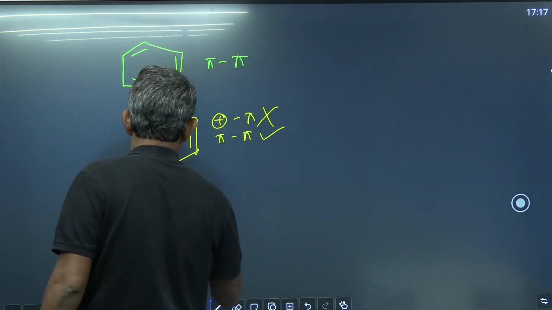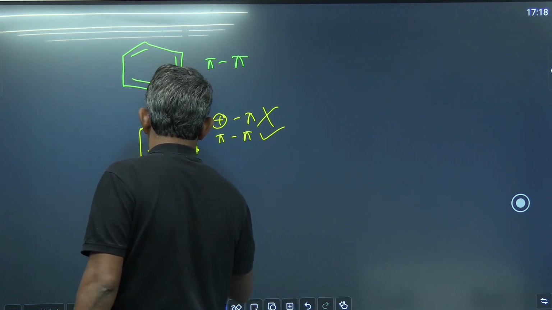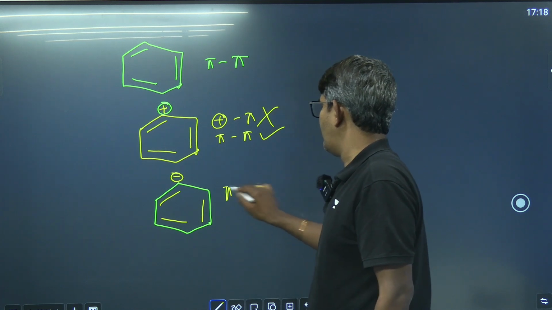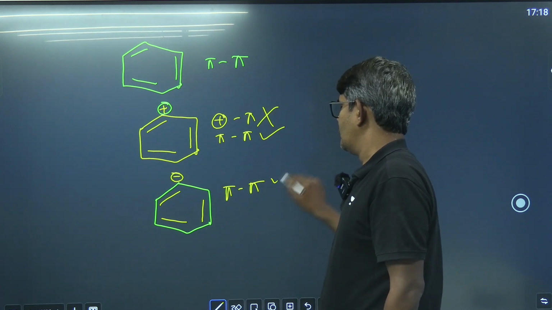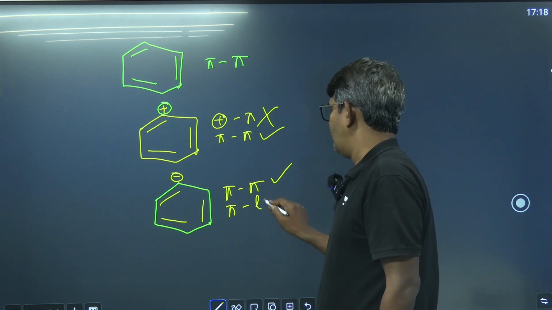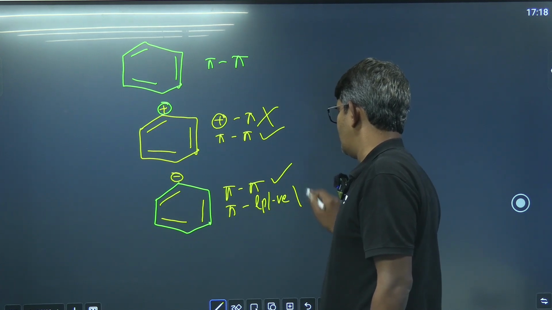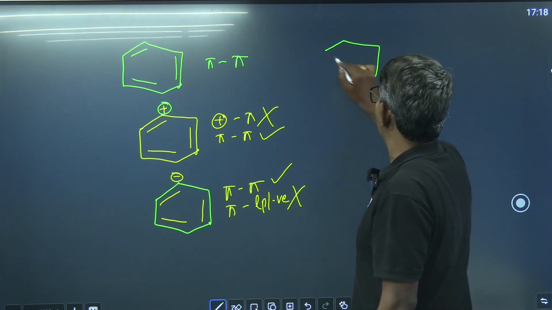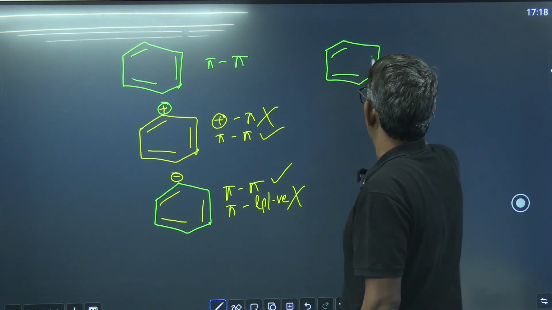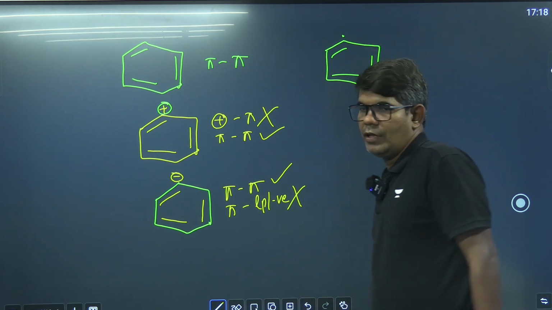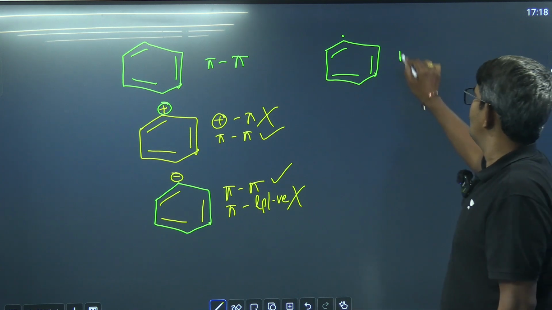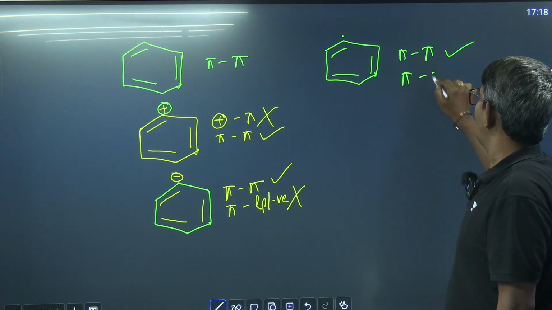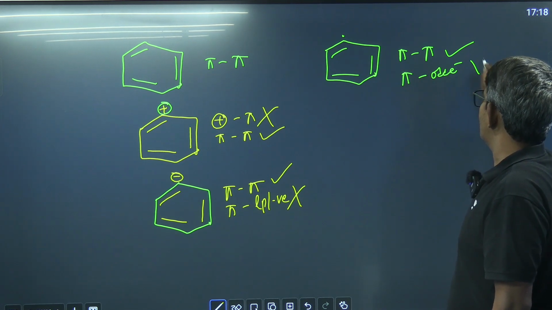Similarly, if I take aryl carbanion, here also you have pi-pi conjugation. Here you do not have pi lone pair or negative charge conjugation. Similarly, if I take aryl radical, here also you have pi-pi conjugation. You do not have pi odd electron conjugation.